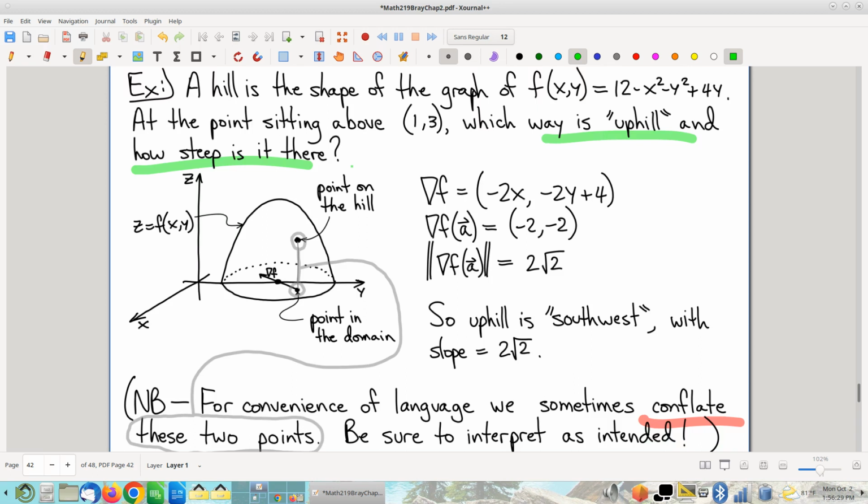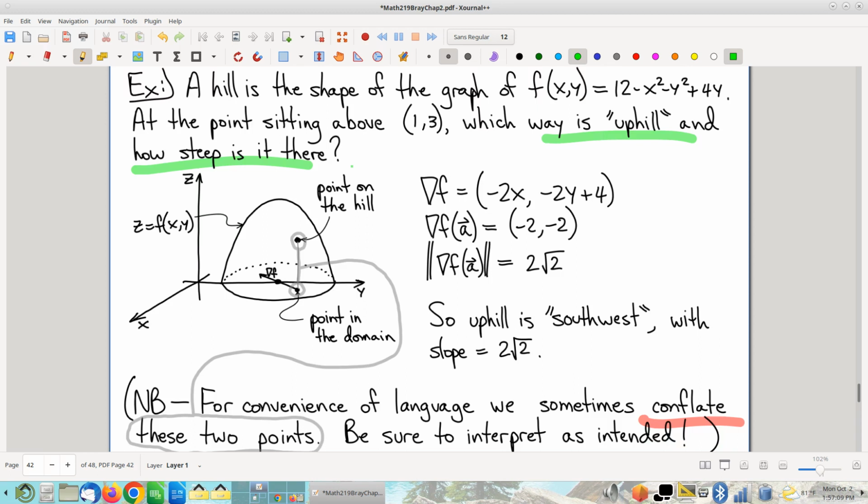Second question, how steep is it there? How steep is the mountainside? Well, how steep is the mountainside is another way of saying how much altitude do I gain per unit distance that I move in whatever direction I'm going. In other words, it's the rate of change of the function with respect to distance. In other words, it's the directional derivative in the optimal direction. So, again, language aside, these two questions are just asking what are the direction and magnitude of the gradient vector.